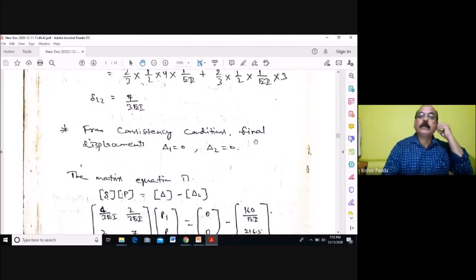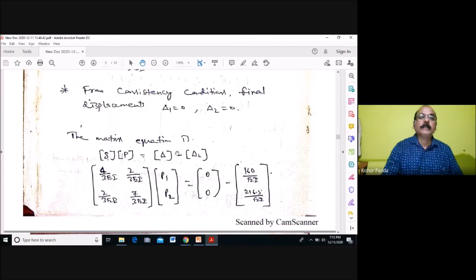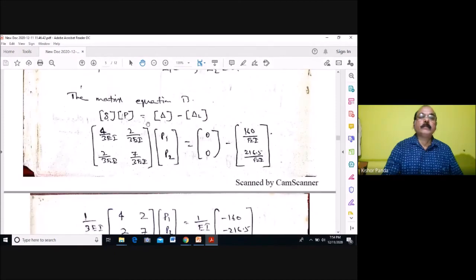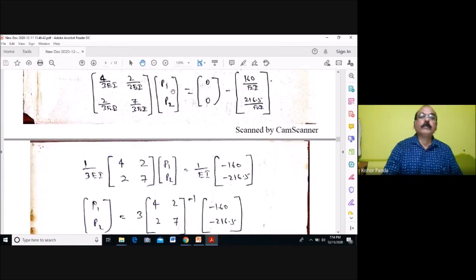From the consistency condition, the final displacement delta 1 is equal to 0 and delta 2 is equal to 0. So the matrix equation is delta P is equal to delta minus delta L. Here delta is the flexibility matrix: delta 1-1, delta 1-2, delta 2-1, and delta 2-2. This is the flexibility matrix. Then this is the vector of resultant forces P1, P2 at coordinates 1 and 2, and the final displacement is 0, 0, and this is the displacement due to the applied load. After simplifying this equation, you have to find P1 and P2. You have to take the inverse of this flexibility matrix.